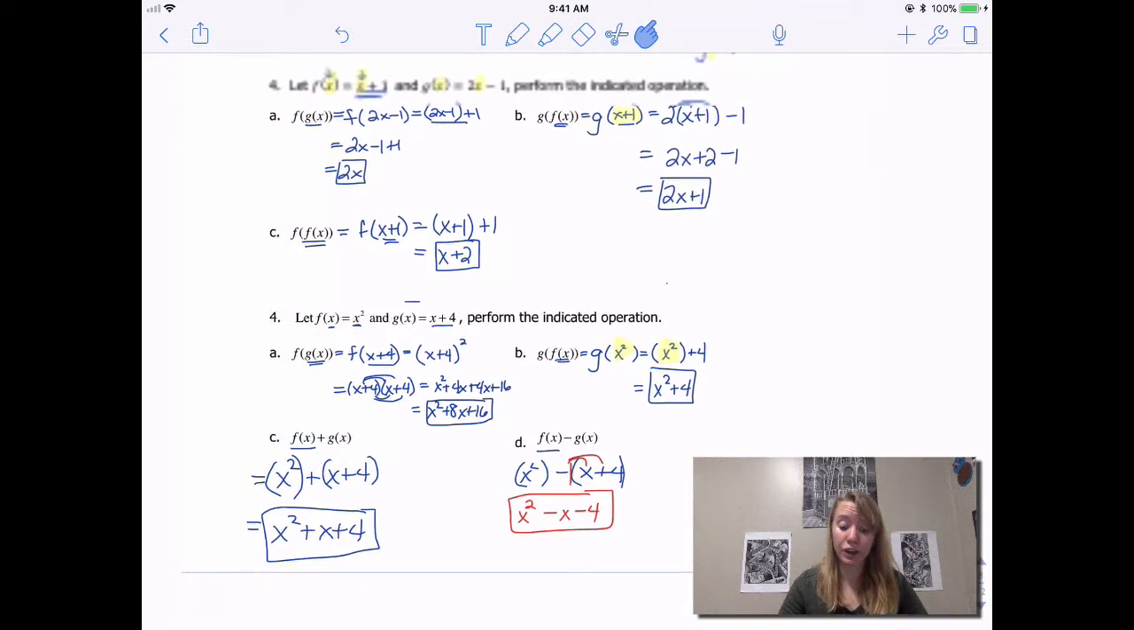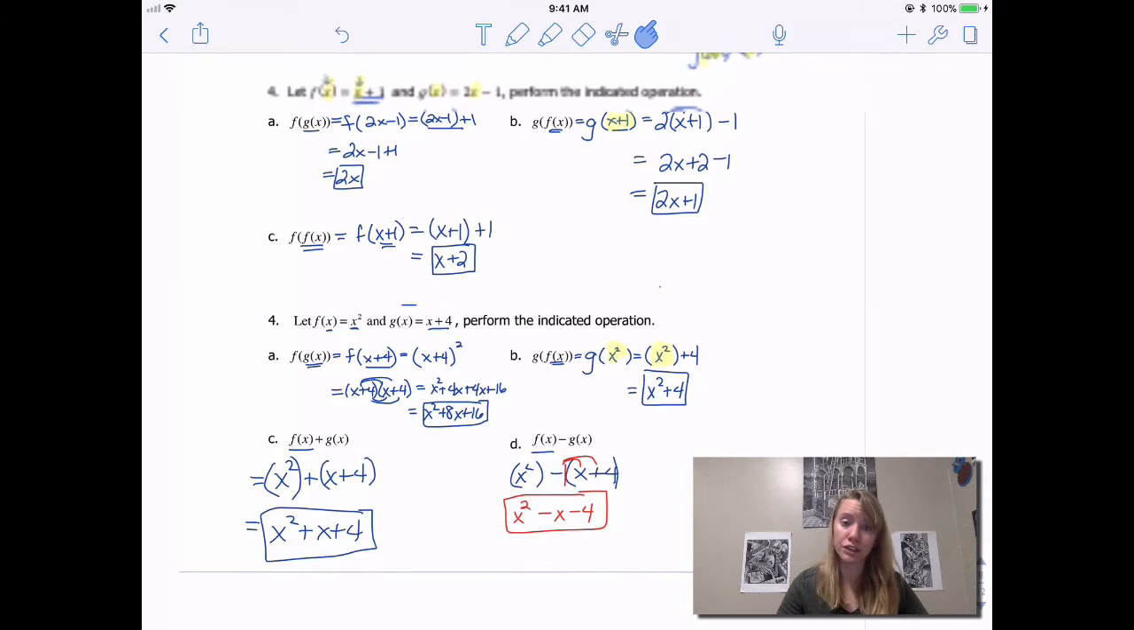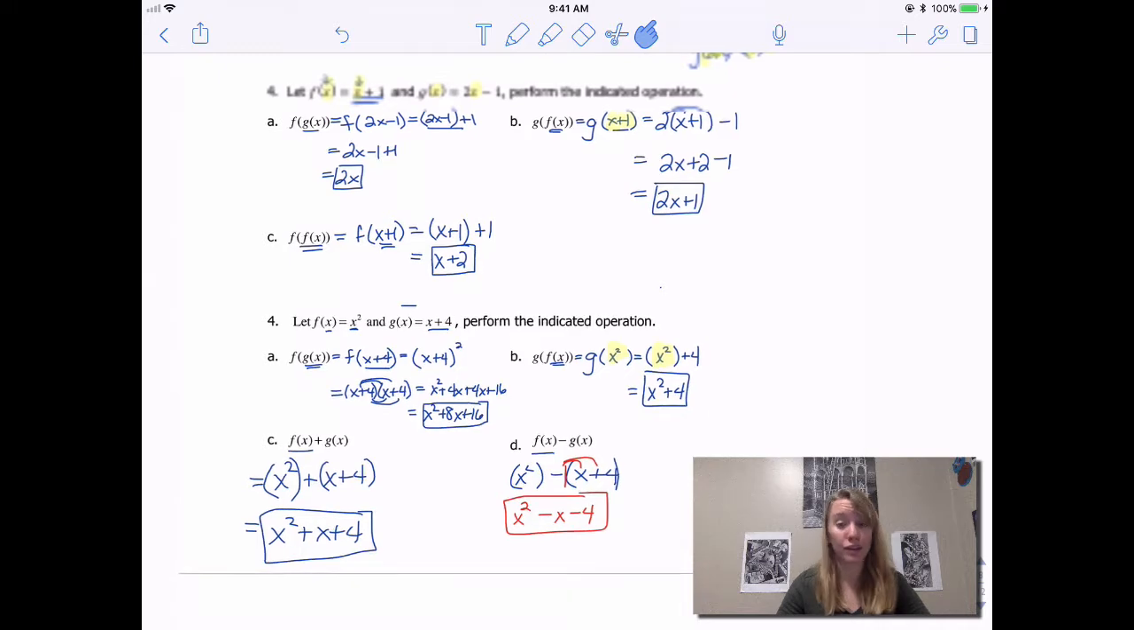So I would definitely go and look at some practice problems on the composition. You can go back, see if you can try these ones by yourself again, or rewatch the video if you need to. I am always here if you need any help.